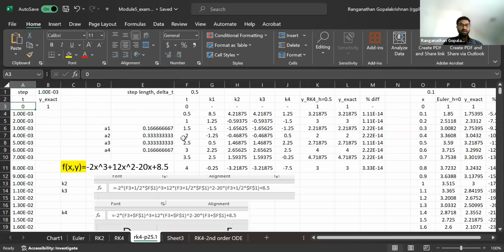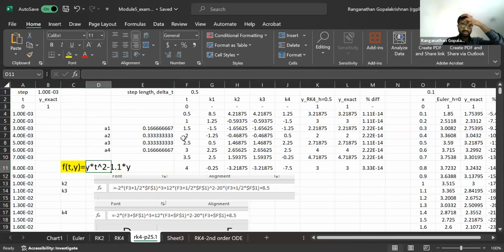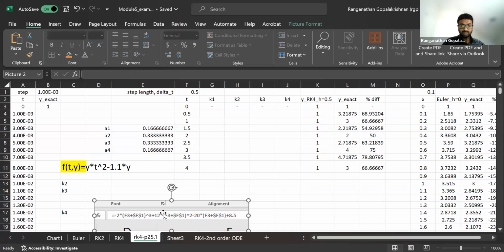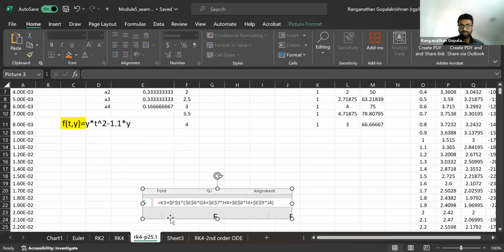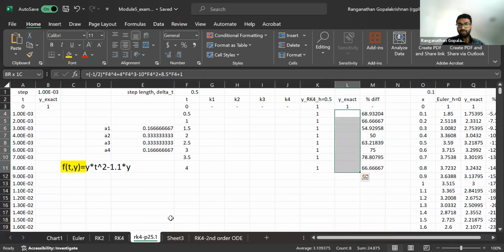All right. My function f of t comma y is y t squared minus 1.1 times y. This is given in the problem. I'm just writing it down. A1, A2, A3, A4 values are always the same for this method, so they don't have to change. And I'm going to delete all this to avoid confusion. All right. And then your y exact is also different, so don't worry about it now.